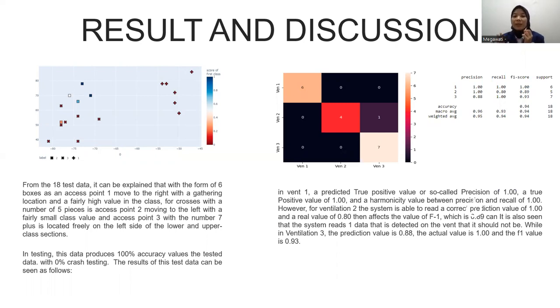Of the 18 data points, the location on the right has a high value in the class. Access point 2 moves to the left, which is called the small class, and access point 3, number 7, is located freely on the lower left side of the class selection.